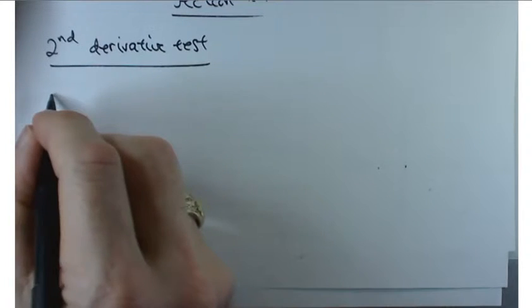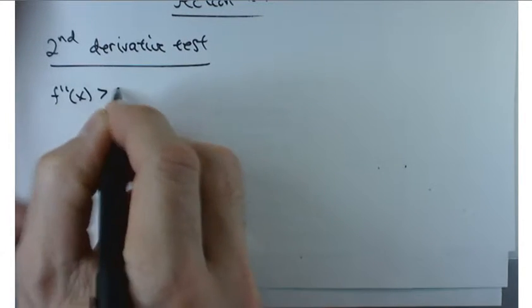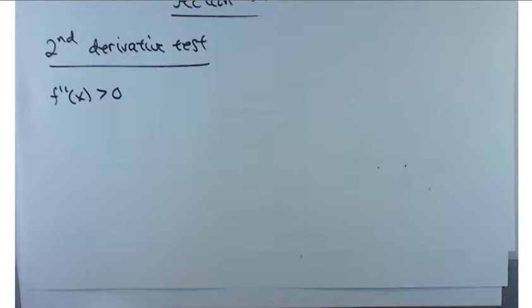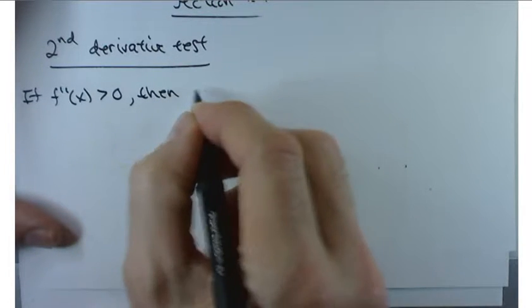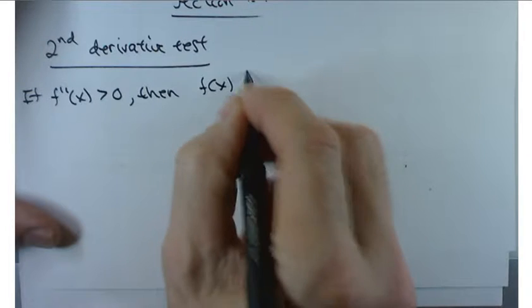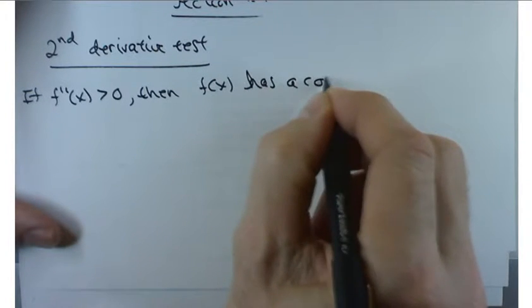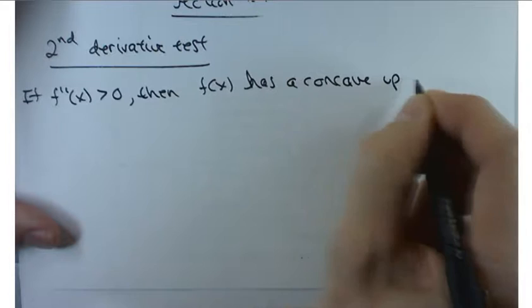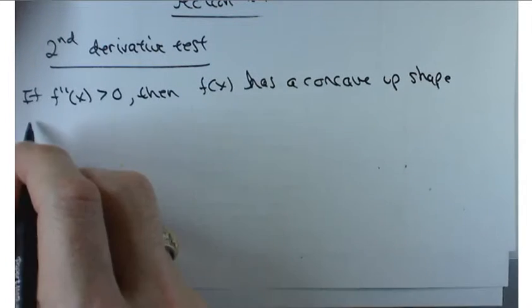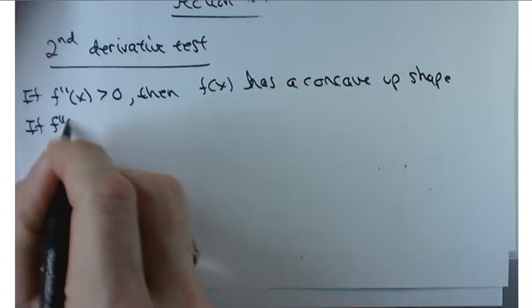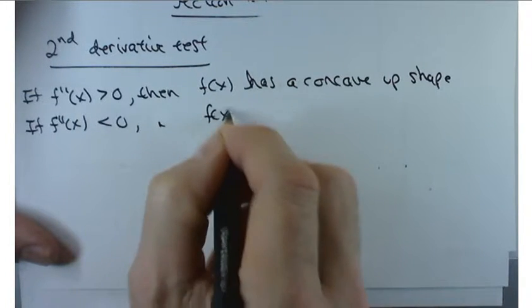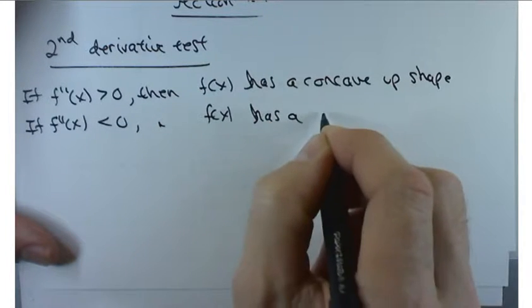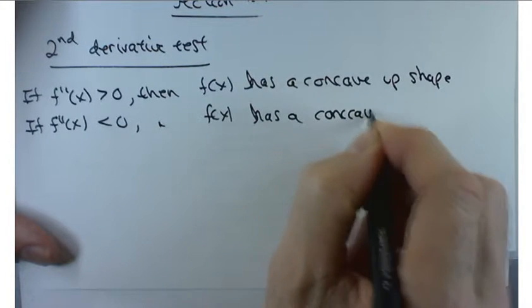Basically, it's this. If f double prime of x is greater than 0, then f of x has a concave up shape. If f double prime of x is less than 0, then f of x has what? Yeah, concave down shape.